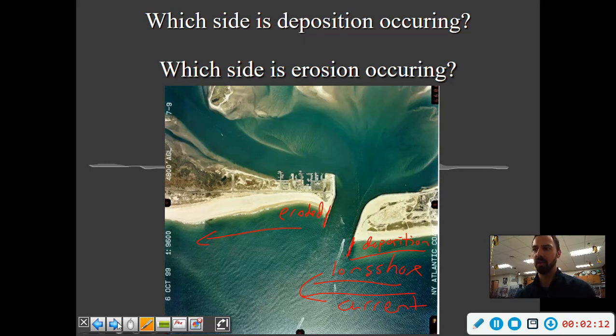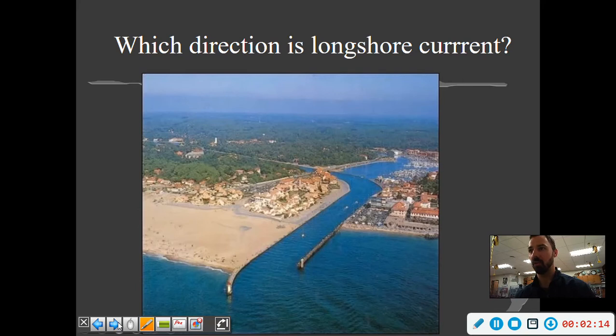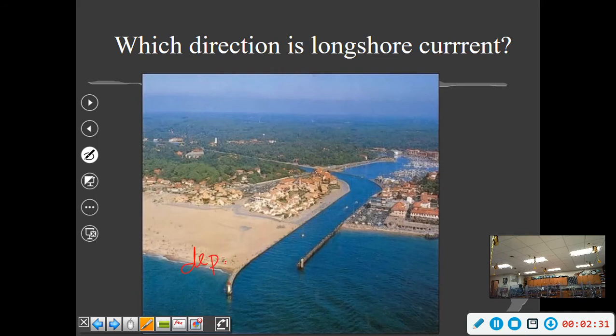And here's a very extreme example also. I'm not sure where this one is. Definitely looks like a warmer area, maybe Florida or something. But again, longshore current is taking over here. You see the one side is clearly a huge beach. So this is deposition on this side. Erosion is happening on this side, a little tiny beach. Longshore current is this way, doing that exact pattern.